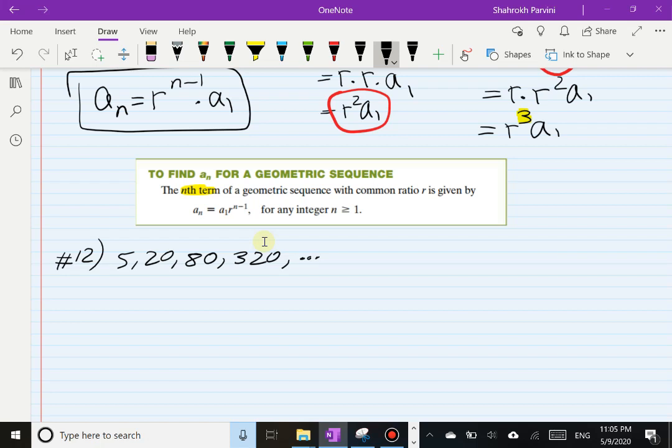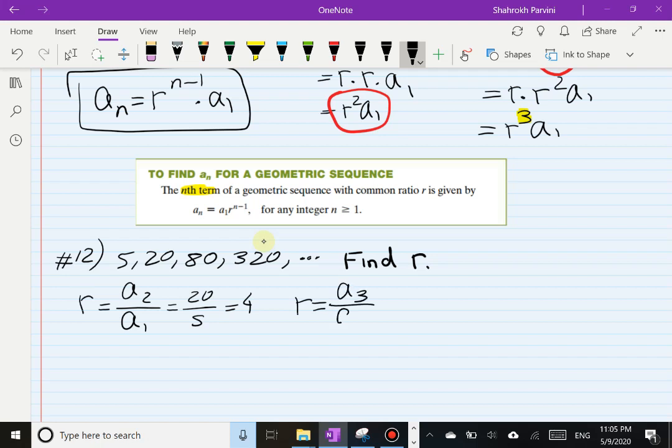Now, what is the question asking, by the way? In number 12, the question is, we want to find the common ratio. That's all, pretty simple. So to find the common ratio, r, what I do personally is divide the second term by the first term. That's 20 by 5, and there you go, 4. If you want, you can divide the third by the second term. That would be 80 by 20, or 4 again.